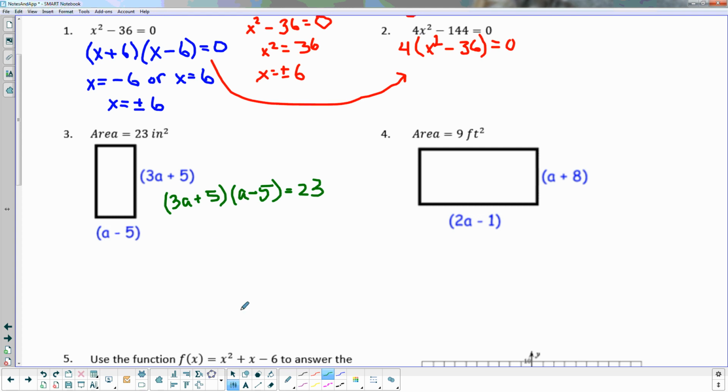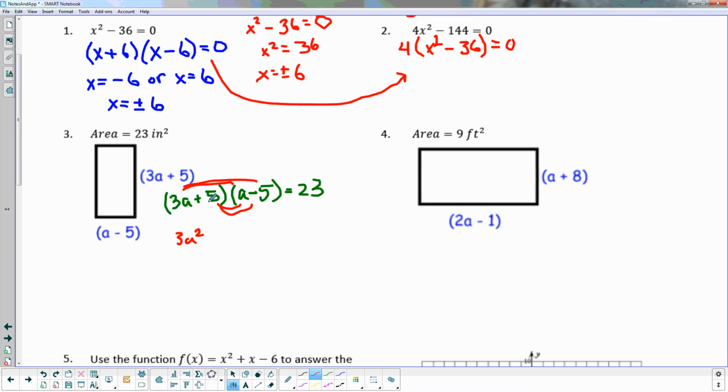In order to get to that, I do need to start by foiling this. So I'm going to foil, your eyebrow, nose, mouth, whatever technique you use. I'm going to multiply this out, then move the 23 over, and then factor again. And this problem definitely gets harder before it gets easier. So foiling this out, I'm going to get 3a squared.